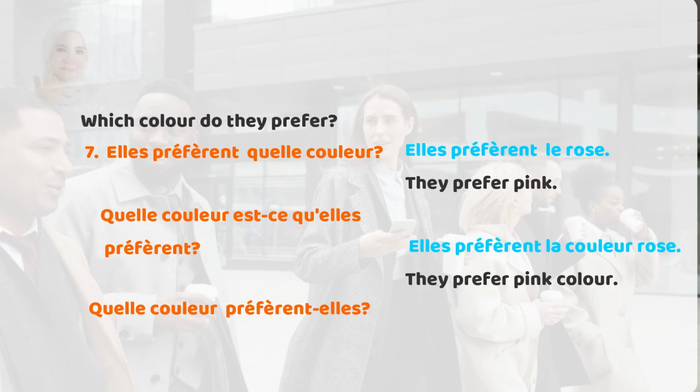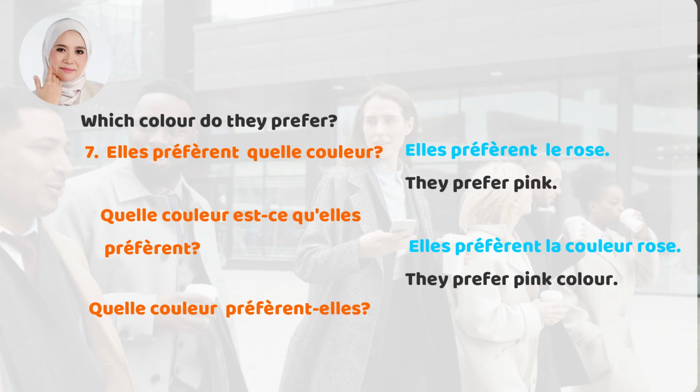Next, you can ask, which color do they prefer? They here have two forms. You have elle with the S, E-L-L-E-S, or ils, I-L-S. But here you have elles, E-L-L-E-S. So the question is, elles préfèrent quelle couleur?